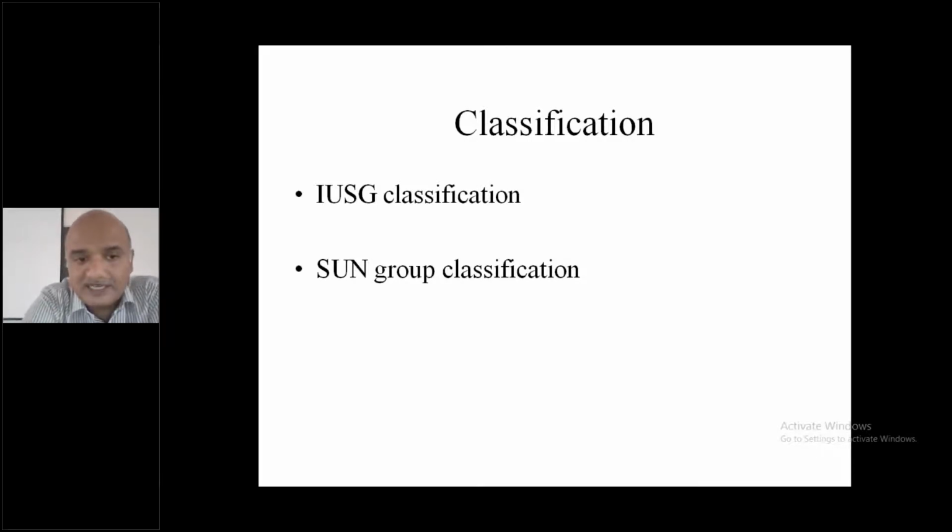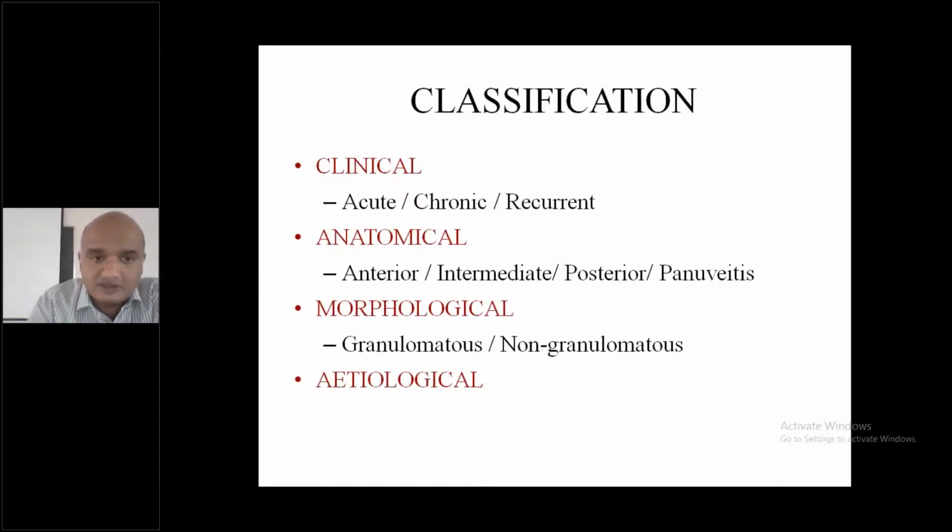There are two main types of classification: the IUSG classification and the SUN group classification. This classification can be clinical, anatomical, morphological, or etiological. Now, what is the clinical classification? Clinical classification is either acute, chronic, or recurrent. It is based on the duration of presentation of the case of uveitis.